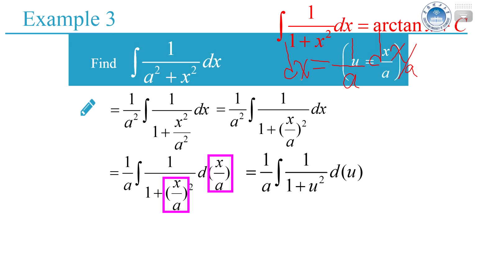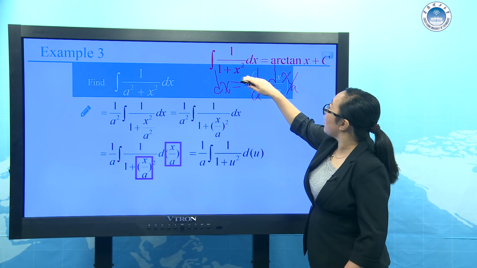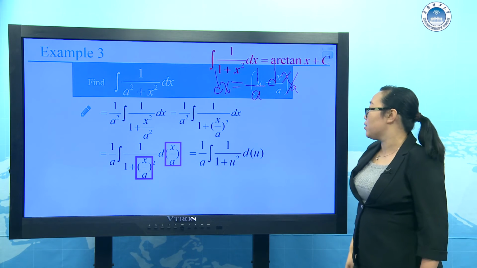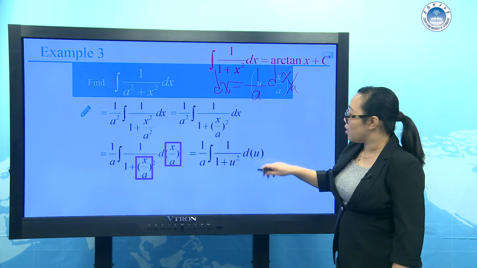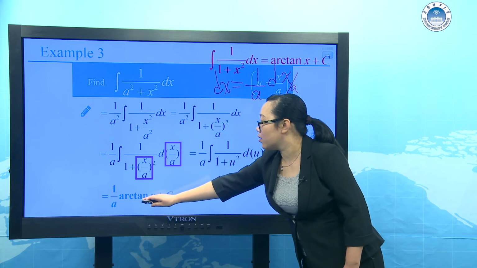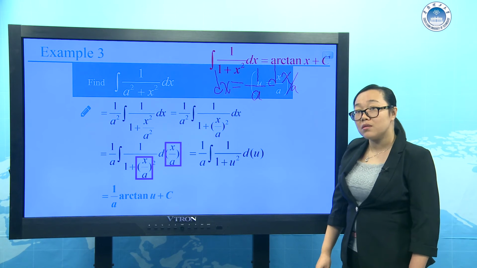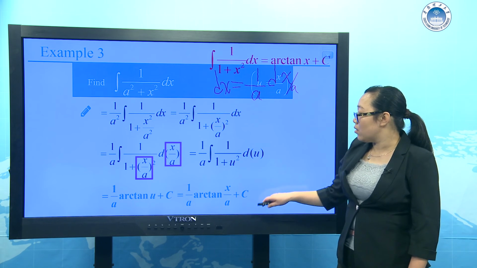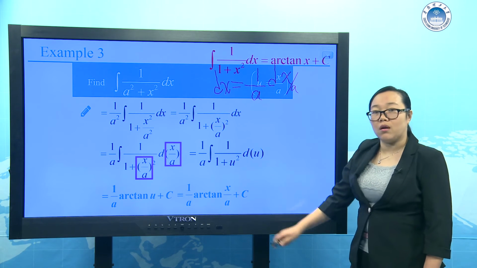Pay attention to the basic formula: in x, or any expression, they are the same variable. It's okay. So now x is our u, so we can write 1 over a times arc tangent u plus c. The last step, replace u with x over a. So this is the final result.